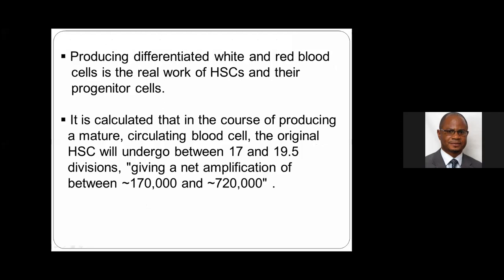So the hematopoietic stem cell is what differentiates into all the blood cell lines, which is the progenitor. So it is the progenitor cell. Progenitor means that they all come from it.